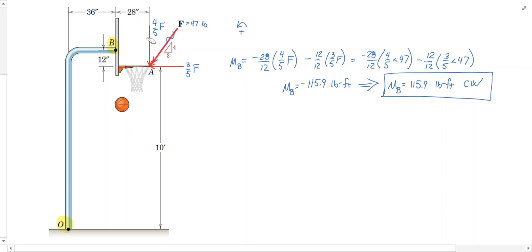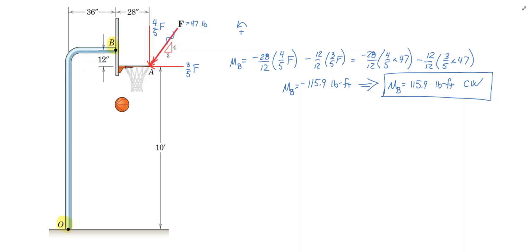So again, just remember, vertical components need horizontal perpendicular distances, and horizontal components require vertical perpendicular distances. And obviously, if it's horizontal, vertical is perpendicular, and likewise for a vertical force, horizontal is perpendicular. Just be careful. I see a lot of mistakes made with that.